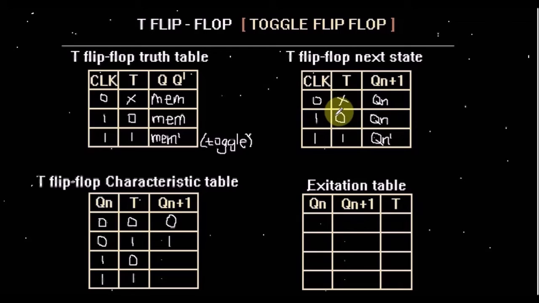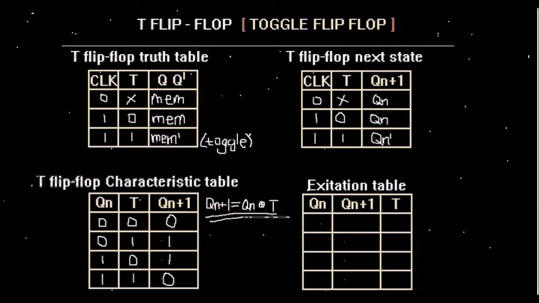When T is 0, Qn is in memory and Qn plus 1 will be 1. And if T is 1, it will toggle and Qn plus 1 will be the complement of the present state Qn. Here Qn is 1, so the complement of 1 is 0. So based on the characteristic table, we can directly see that Qn plus 1 is equal to Qn XOR T.